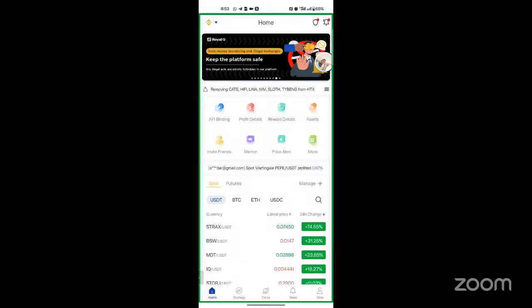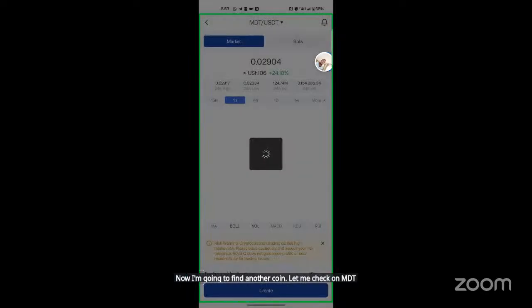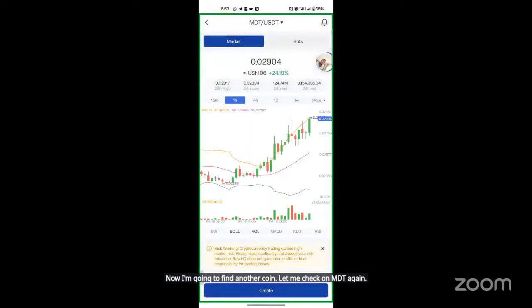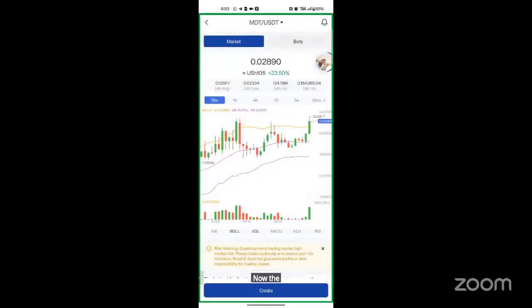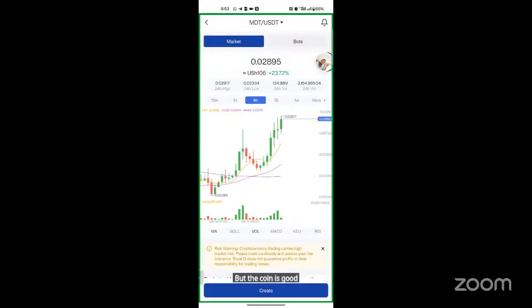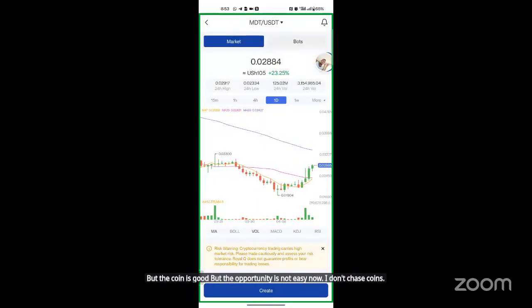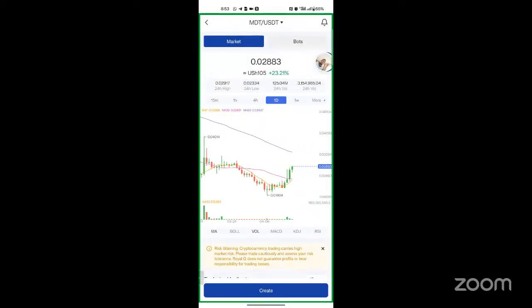Now I'm going to find another coin. Let me check on MDT again. Now the opportunity is over. But the coin is good. But the opportunity is not easy now. I don't chase coins. It is good in one day.